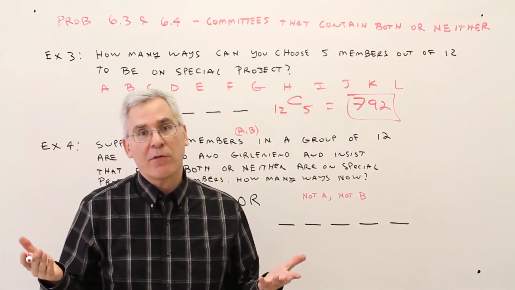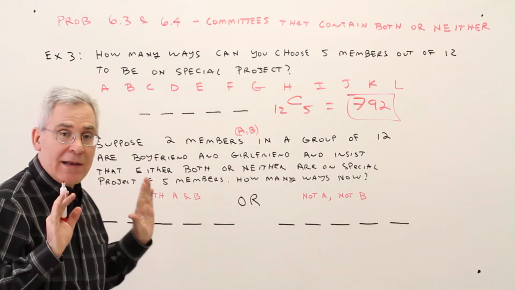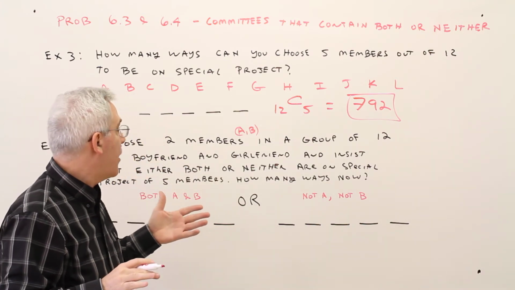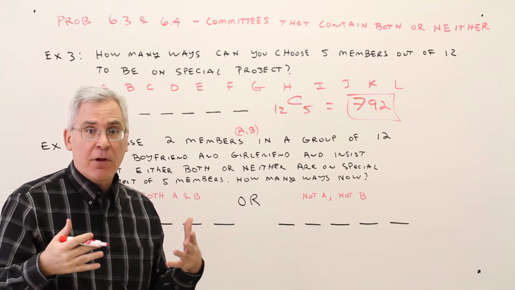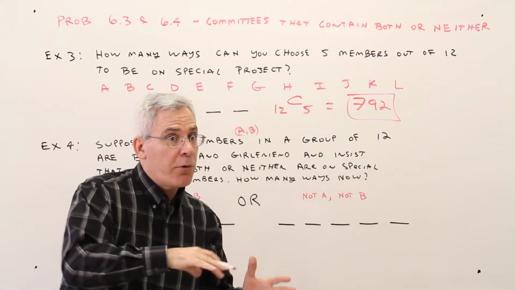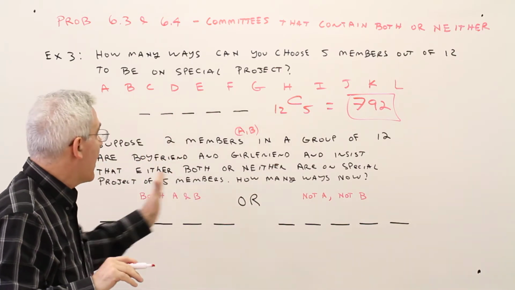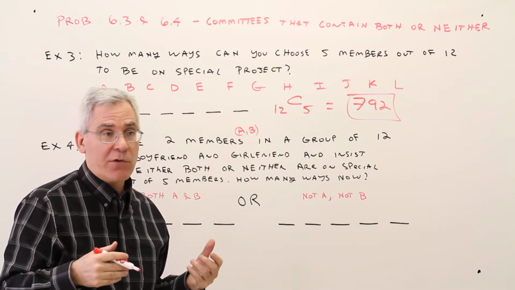Okay, well that was the basic one. Now let's move on. Example 4. Now suppose that 2 members, we'll call them A and B, are boyfriend and girlfriend, and they always have to be together. So they'll either be together on the special project or they'll both be together off the special project. Now how many ways are there to select the committee for the special project?